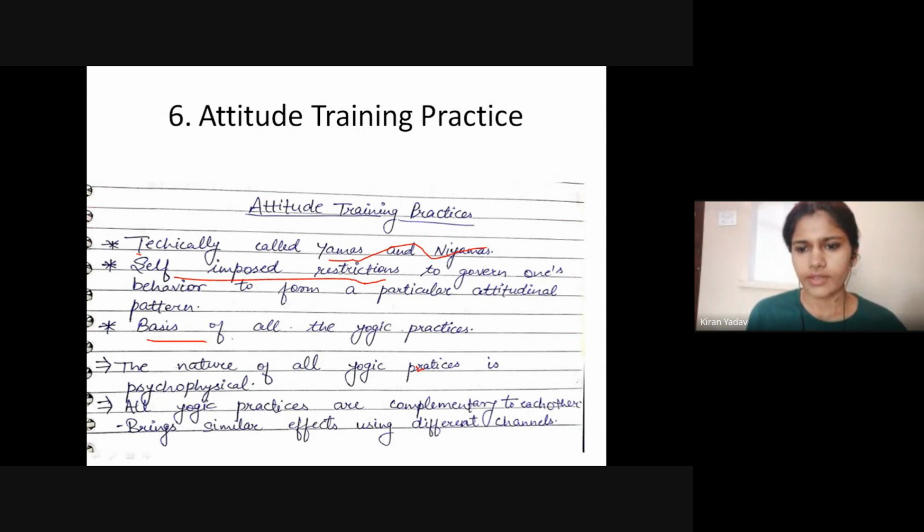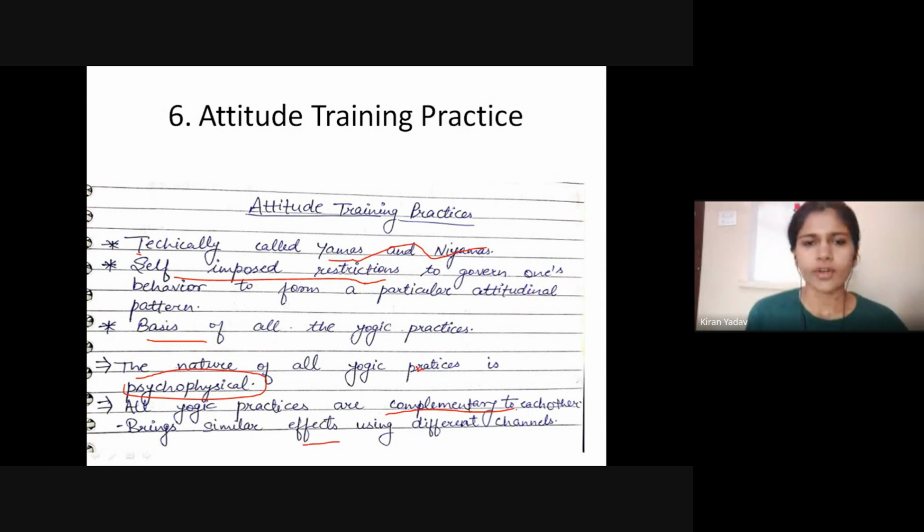So first, these are the basics of all the practices that we have previously read. The nature of all the yogic practices is psychophysical. So all the yogic practices, whether it's asana, pranayam, mudra, bandha, meditation, all these practices are psychophysical in nature. All yogic practices are complementary to each other.